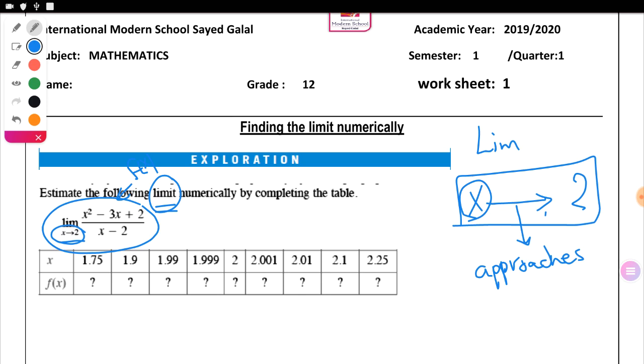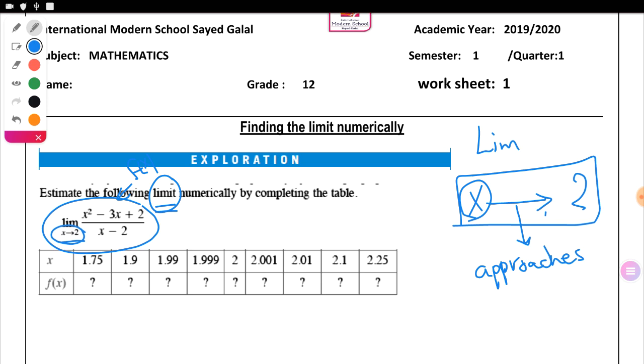So, how to read this one? Find the limit. What is the meaning of limit? Behavior. What is the value of the function? The function goes to which value? That is the meaning of limit. The function goes to which value? Okay? Or the behavior. That is the meaning of behavior.